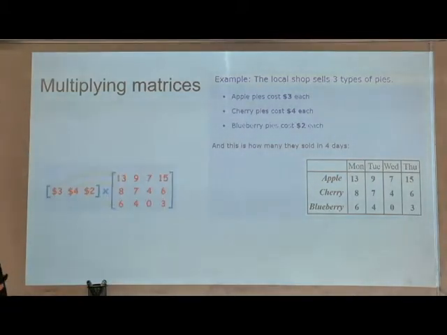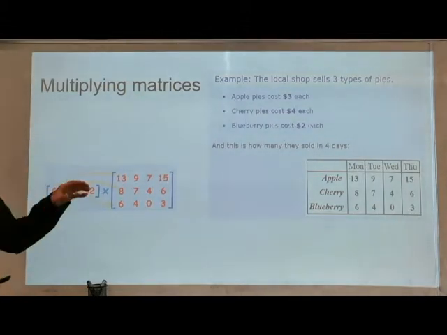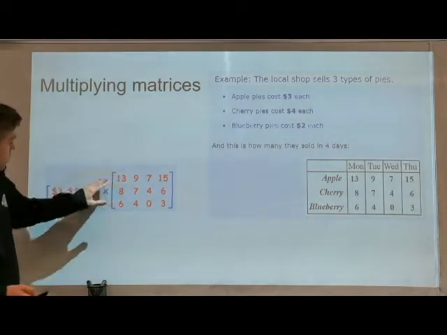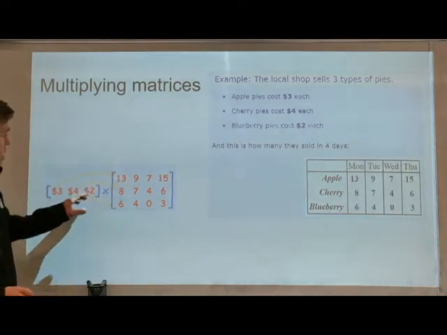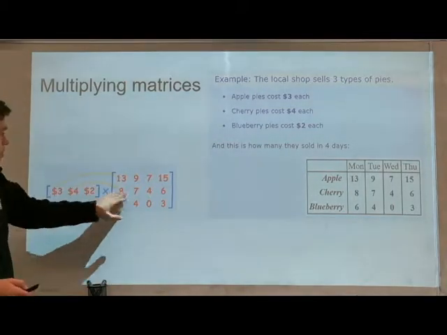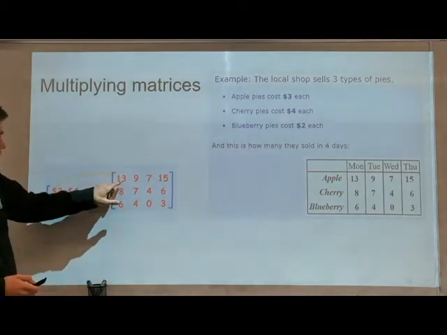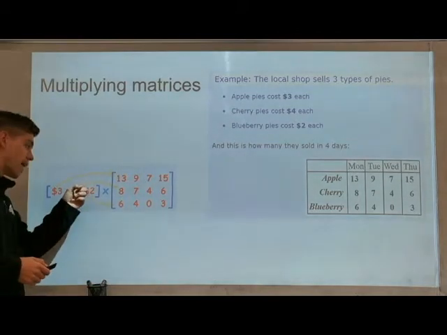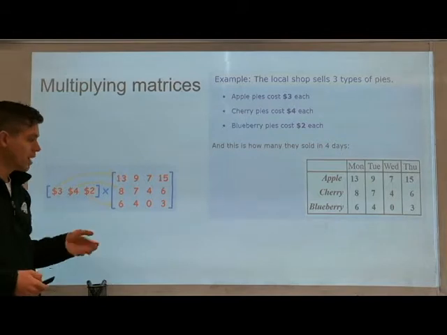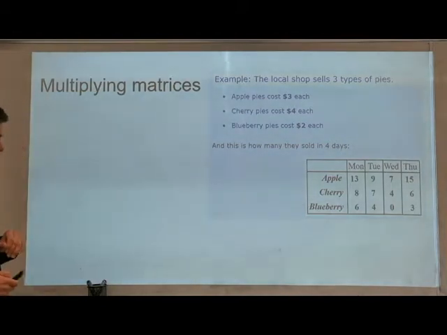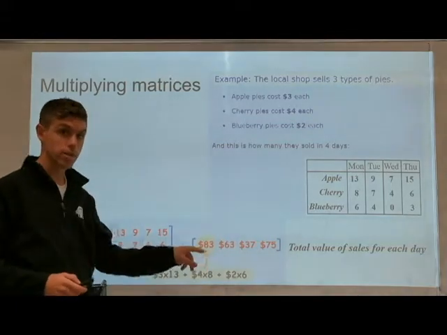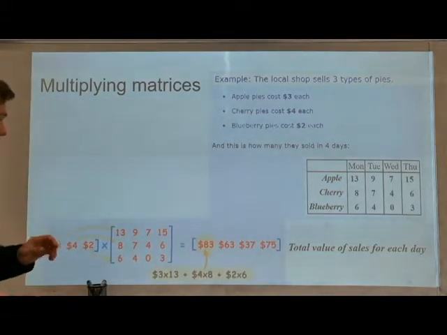Okay, so using matrices, if we multiply each of them together, 3 times 13, then we get the total cost of apple pie, and then 4, which is our cost of cherry, multiplied by 8, and then added together with the cost of apple, and then lastly, the cost of blueberry, multiplied by how many we sold. If we add all of those results together, what we're going to get is, on Monday, we made $83. So hopefully that's the number you came to.